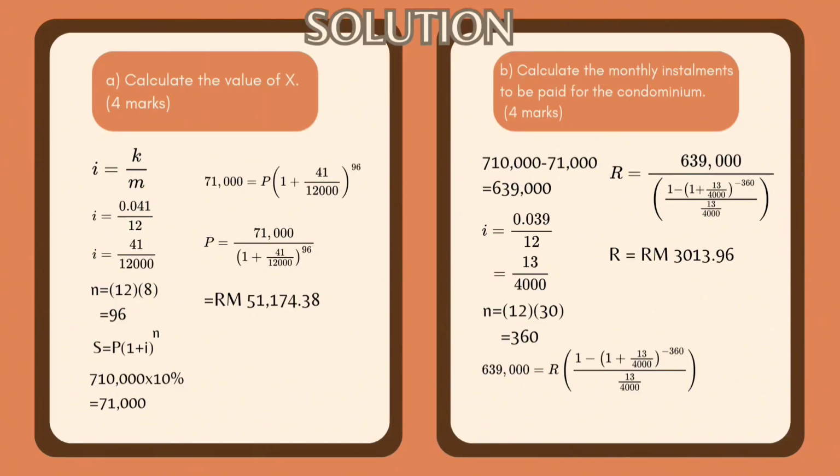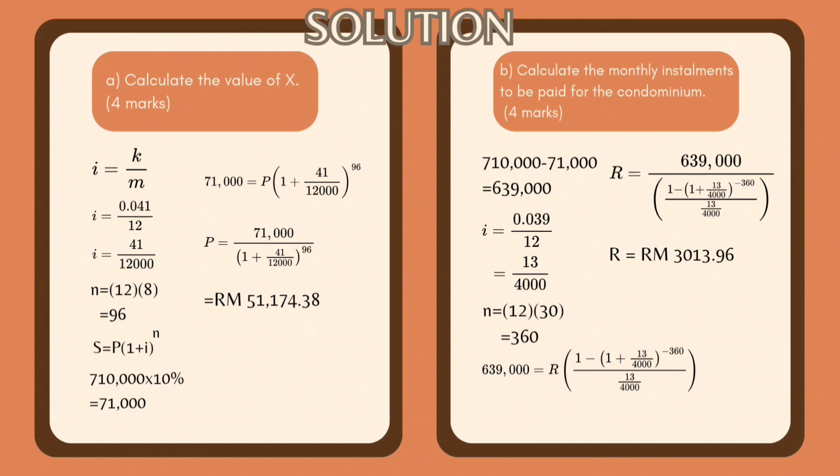X is equals to P, which is the principal amount. So, we need to find the principal amount. Firstly, we need to find the interest rate per period by dividing K is equals to 0.041 and M is equals to 12. When we divide those two, we will get the interest rate per period of 41 over 12,000. Next, we need to find the N, where N is equals to M multiplied by T. M is equals to 12 and T is equals to 8. When we multiply those two, we will get 96.